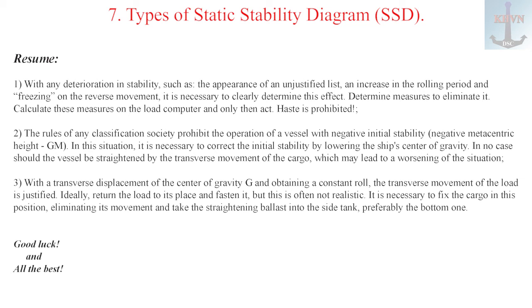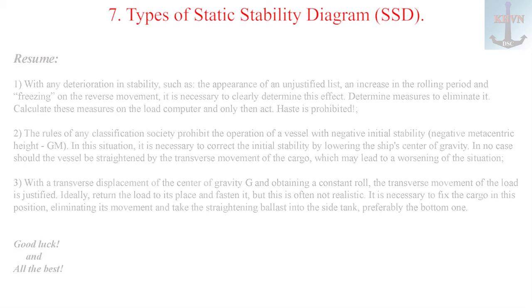Haste is prohibited. 2. The rules of any classification society prohibit the operation of a vessel with negative initial stability, negative metacentric height, GM. In this situation, it is necessary to correct the initial stability by lowering the ship's center of gravity. In no case should the vessel be straightened by the transverse movement of the cargo, which may lead to a worsening of the situation.